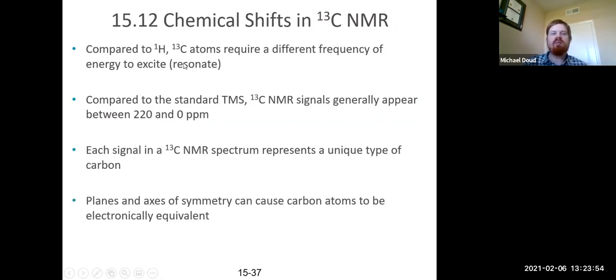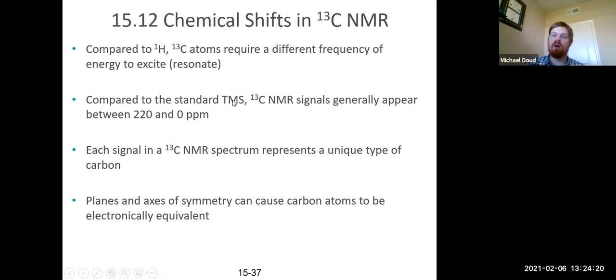Now, you can't take a proton NMR and a carbon-13 NMR at the exact same time because they require a different amount of energy. Remember, this is where you have the alpha and beta state, so it takes a different amount of energy to make it resonate. So we still use the same standard, tetramethylsilane, TMS.